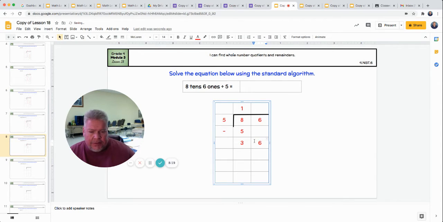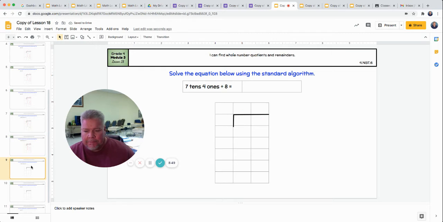How many 5s are in 36? You have to skip count to get that one. 5, 10, 15, 20, 25, 30, 35. 7 times 5 is 35. And then subtract again. 36 minus 35 is 1. So our answer is going to be 17, remainder 1.